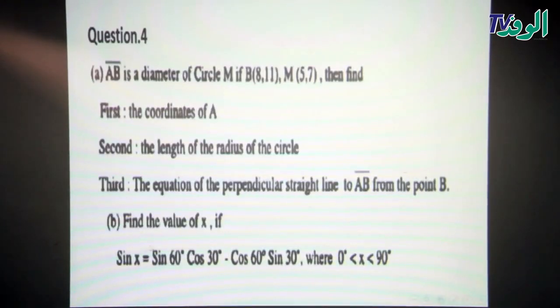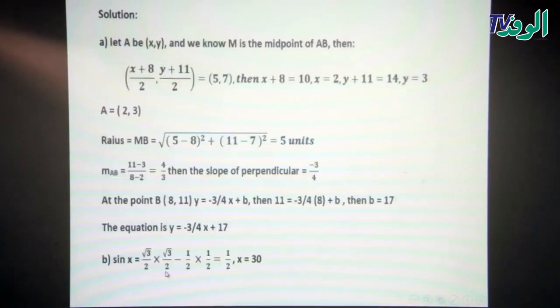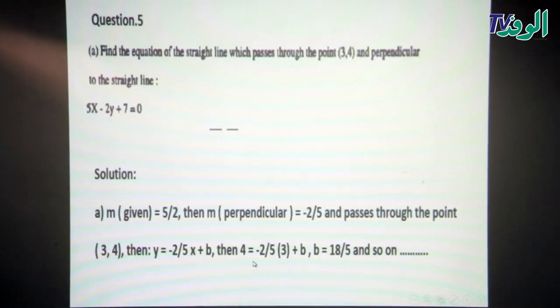Number B, find the value of x if sine x equals sine 60 cosine 30 minus cosine 60 sine 30. دي بمنتهى البساطة هنعمل نشيل ونحط الفاليوز بتاعتهم زي ما احنا شايفين. هيطلع في الآخر sine x equal half. So the angle of sine x equal half is 30. يبقى the value of x is 30.